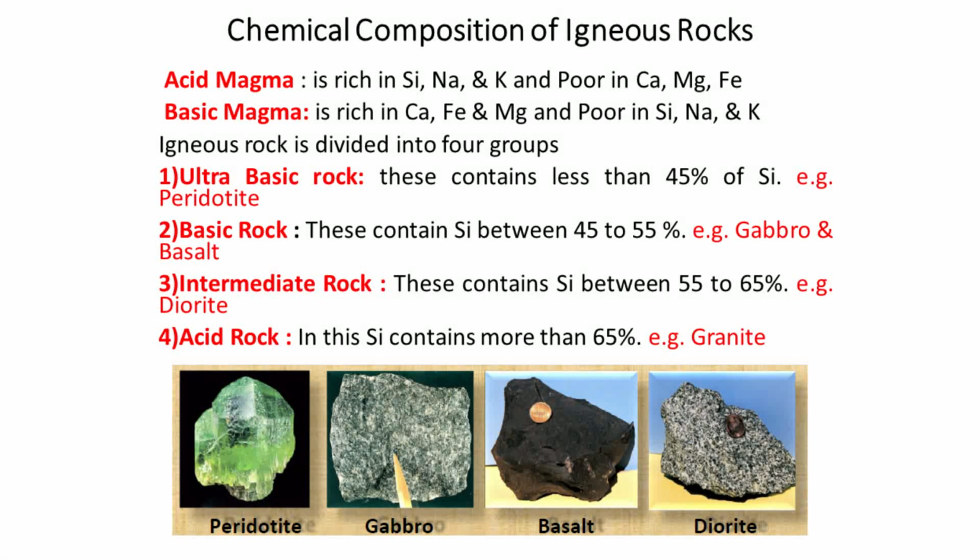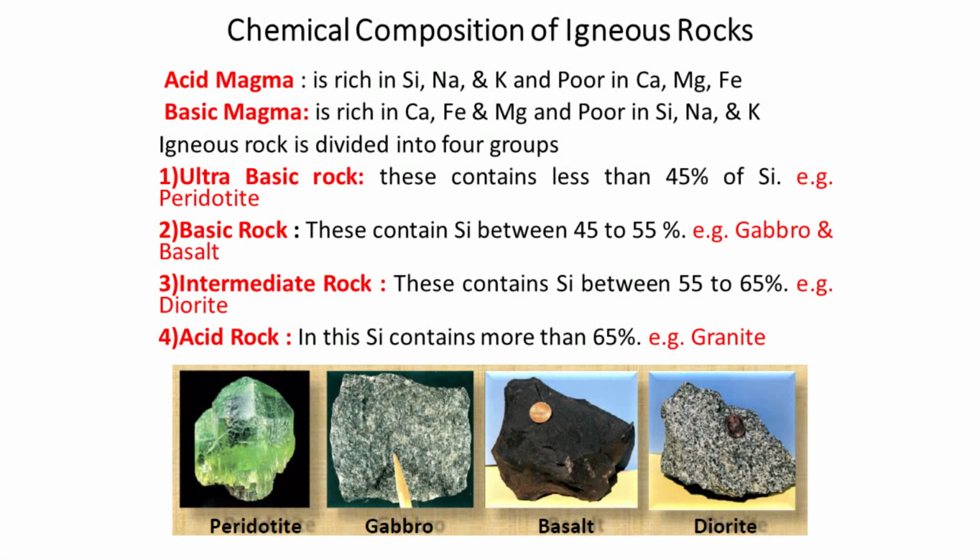Igneous rocks are divided into four groups. Such as ultra basic rock. This contains less than 45% of silica, example peridotite. Second is basic rock. These contain silica content between 45 to 55%, example gabbro and basalt.